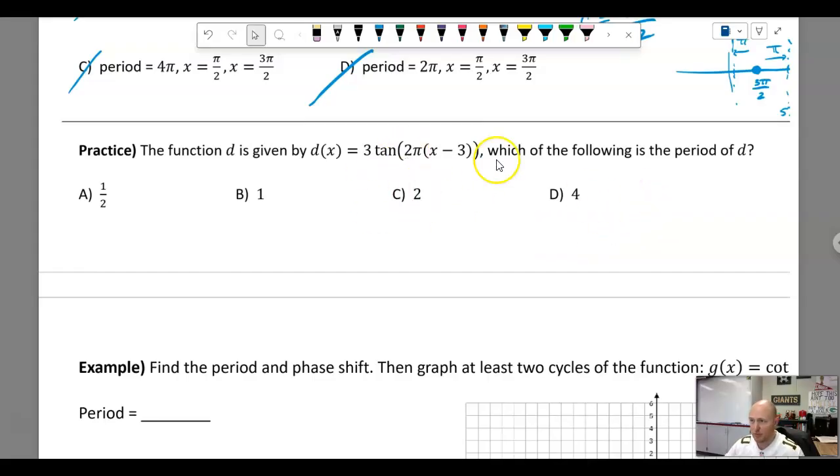Hopefully you can figure that out. Pi divided by b. Pi's cancel, you get 1/2. Watch out for that invisible 1 in the numerator. Answer is A. Okay, so that is tangent. That's how you graph the tangent function.